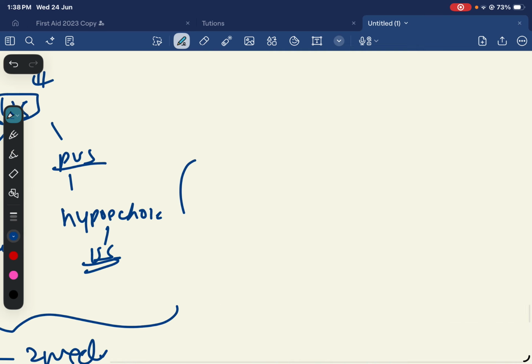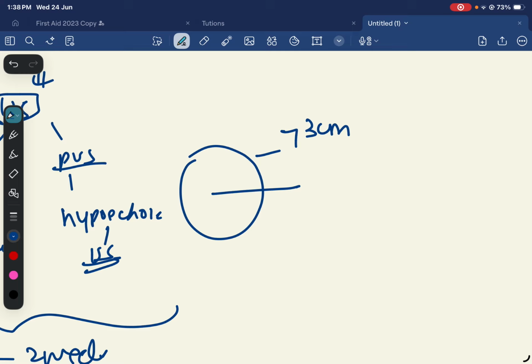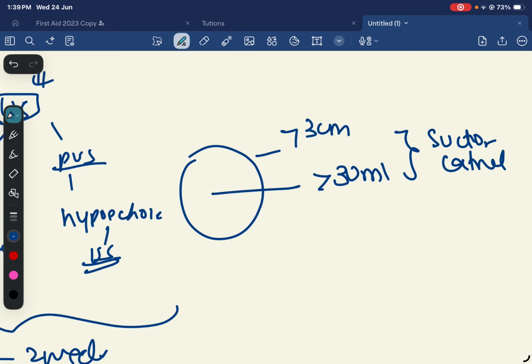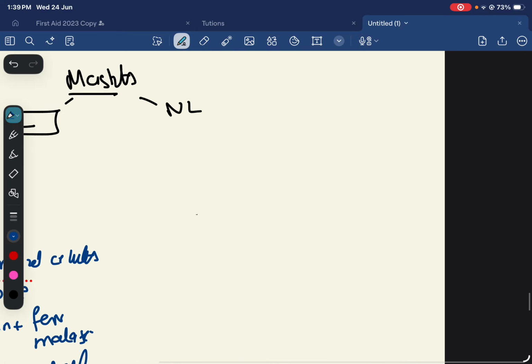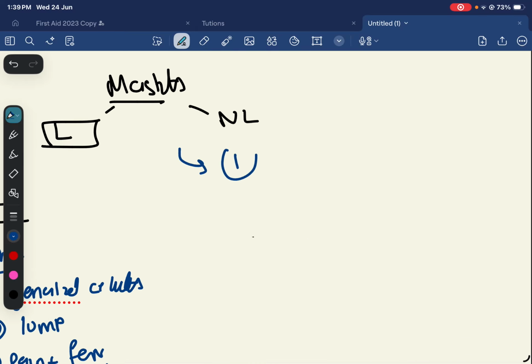If the abscess which has been formed is more than 3 centimeters and the pus present in it is more than 30 ml, then a suction catheter is inserted within the abscess, and it is drained with the help of it. For non-lactational mastitis, we're going to be dividing it into 3.